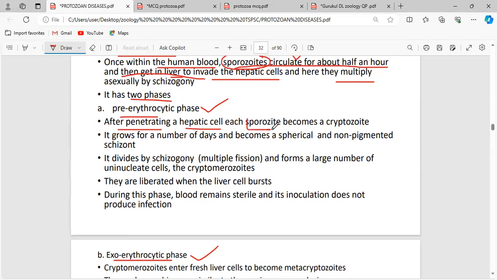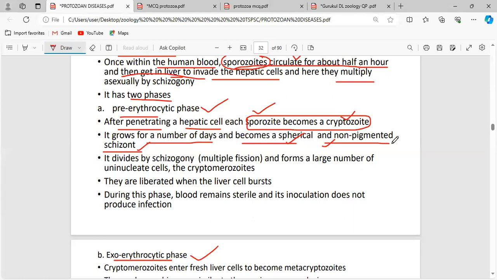Now each sporozoite becomes a cryptozoite. It undergoes structural changes. How will this cryptozoite look? It grows for a number of days and becomes a spherical, non-pigmented schizont. That is the cryptozoite. See, the sporozoite is an infectious agent. Now it is reaching the liver cell, where it is going to undergo multiplication and reproduction. In that process, the sporozoite becomes the cryptozoite, which looks like a spherical non-pigmented schizont.